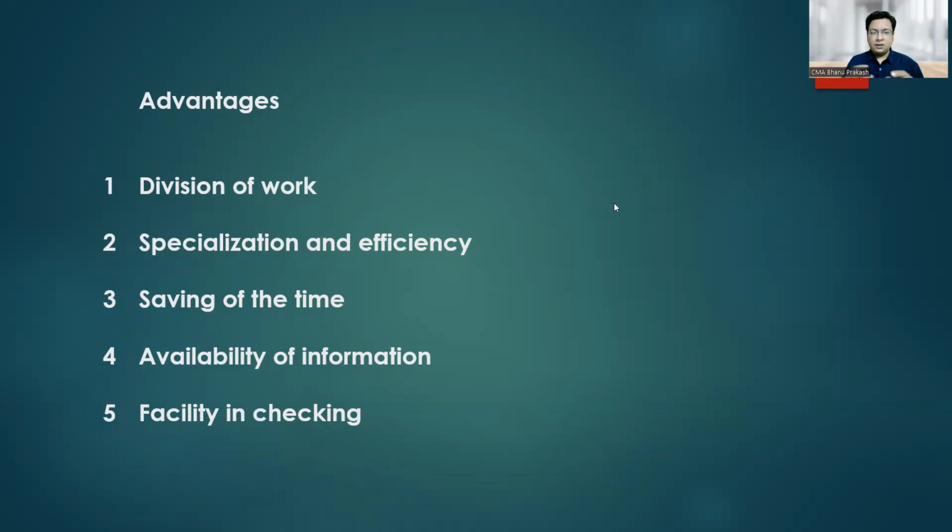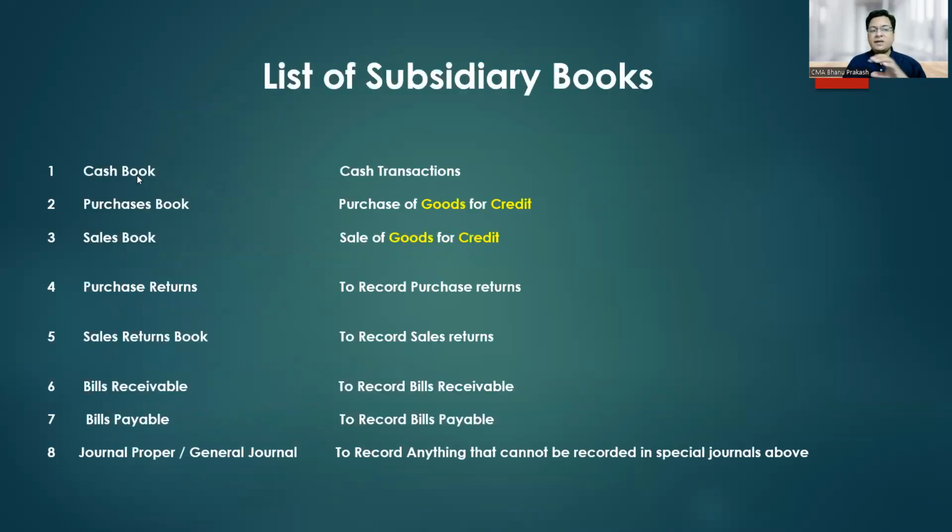Division of work. Now, we have maintained a separate book for each type of transaction. Purchase book for all purchase of goods for credit. Sales book for sale of goods for credit. Now we can give purchase related transactions to one accountant to look after. Sales related transactions, another accountant might be looking after. We can divide the work. Somebody else has to take care of the cash book, cash related transactions. Now, division of work is possible because we divided the entire set of transactions into different categories.